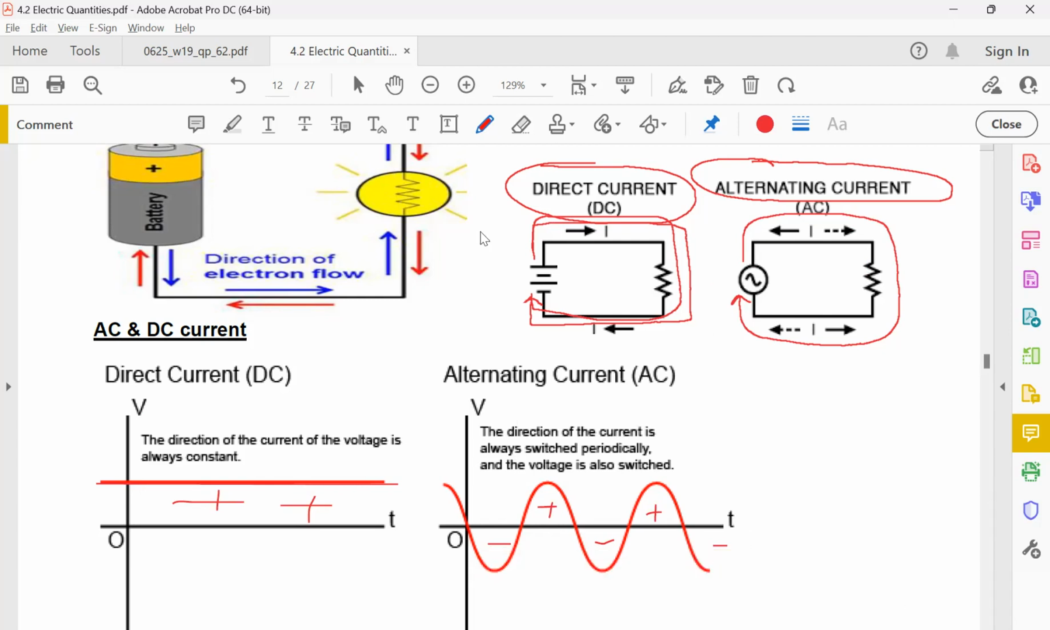This is what we call direct current. An example of direct current is literally your battery. It can only provide current in one direction. Alternating current is all these 3-pin plugs here. These 3-pin plugs for sure provide current in an alternating manner.